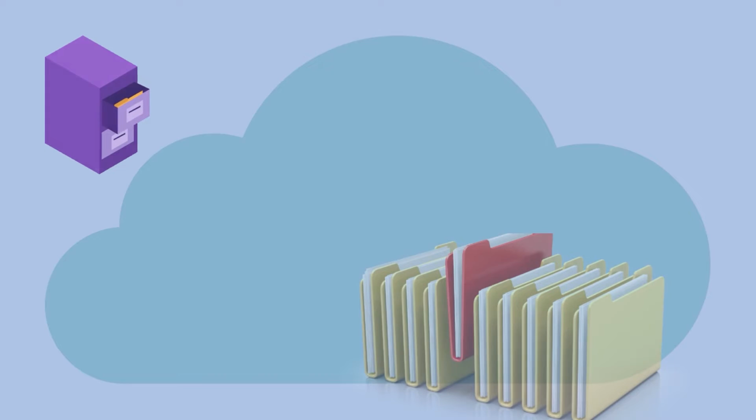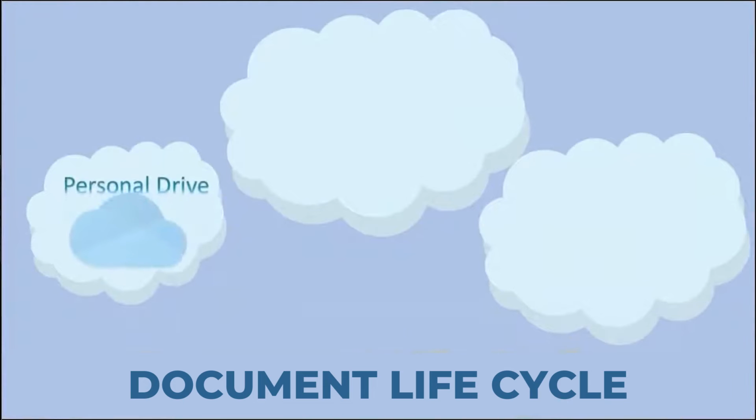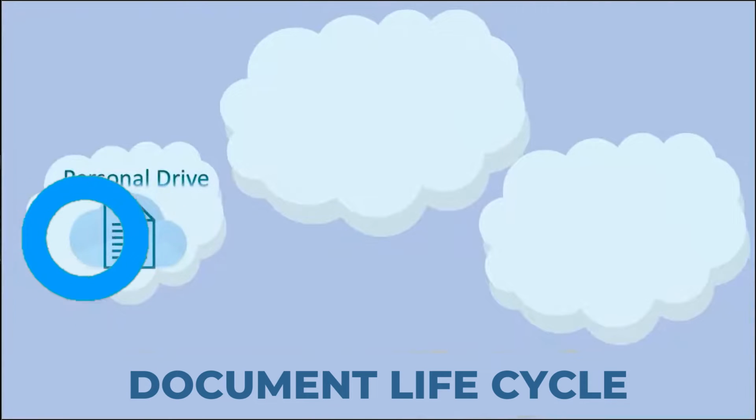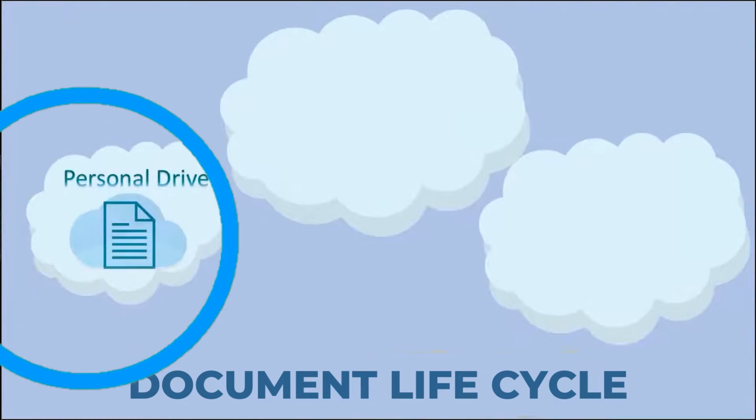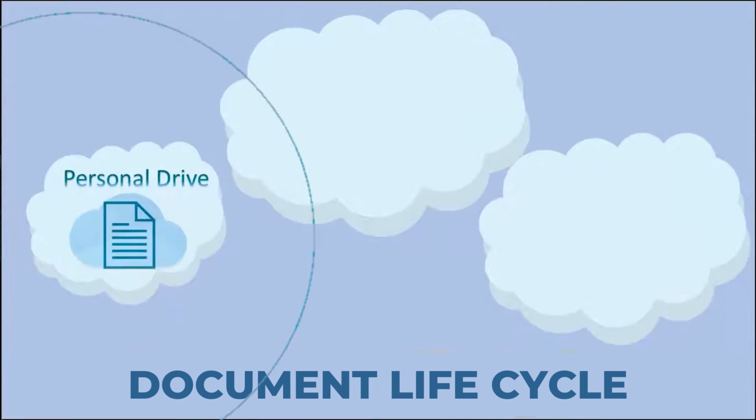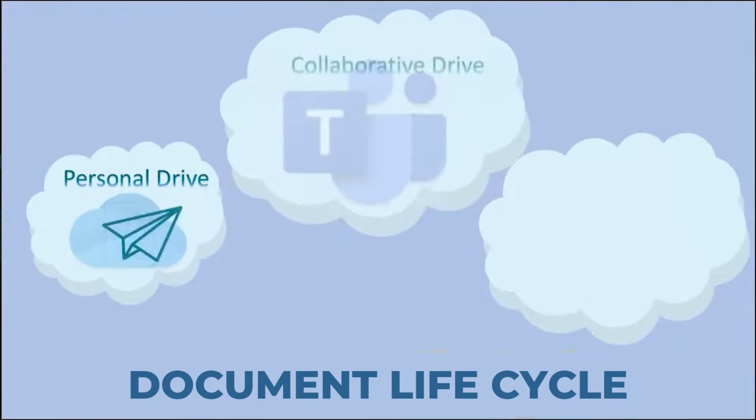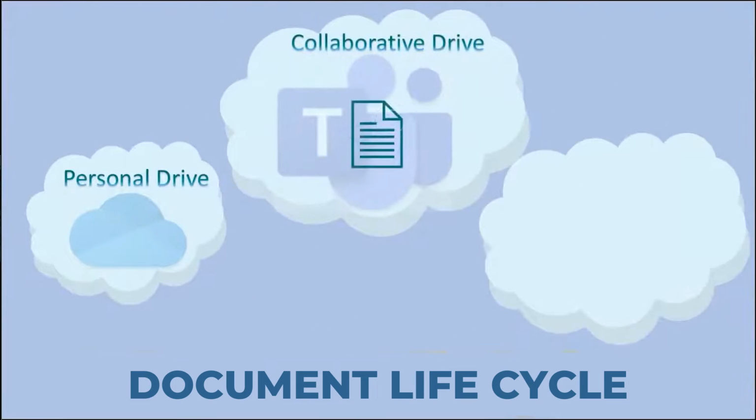And now we're going to get into how a document moves through these drives, and we start in our personal drive. So this is our OneDrive. This is where we create documents. We start documents here when we're in the drafting stages of creation. And then as we're ready to share and collaborate on this document, we're going to move it to Teams. And this is our collaborative drive. This is where we are making edits, we're meeting, we're talking about this document. Everybody's logging in and contributing to this file here.